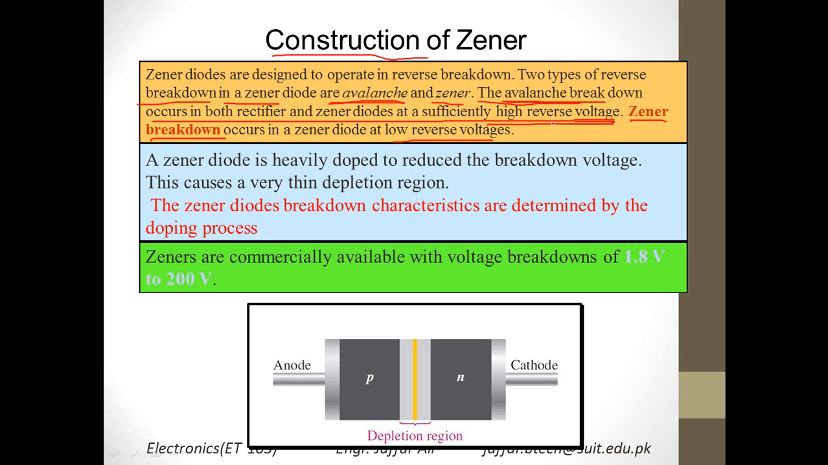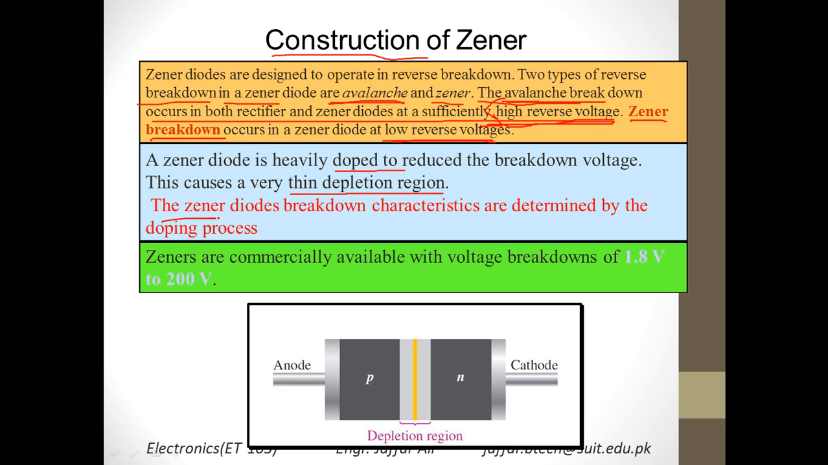This is to be kept in mind that avalanche is for higher reverse voltage and Zener is for low reverse voltage. A Zener diode is heavily doped to reduce the breakdown voltage. This causes a very thin depletion region. So you see that if you increase the level of doping, you are actually decreasing the depletion region, or you can say you are making it very thin.